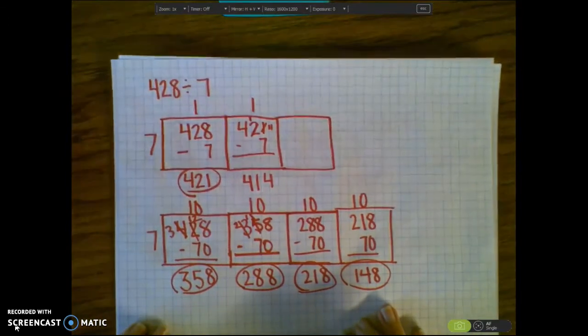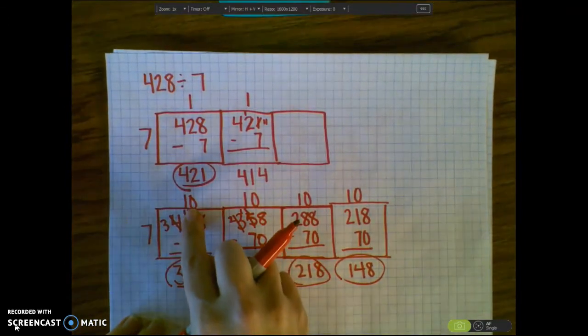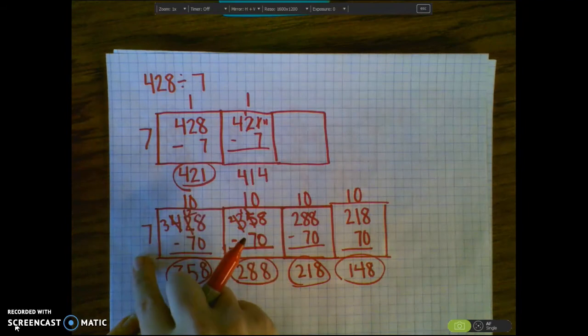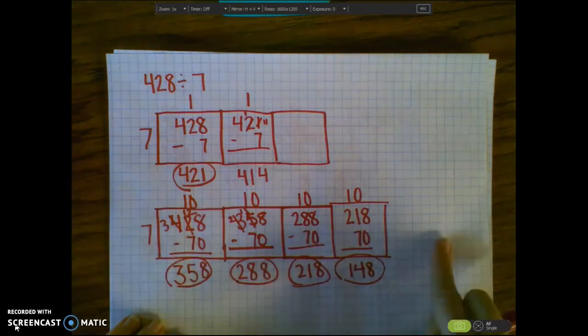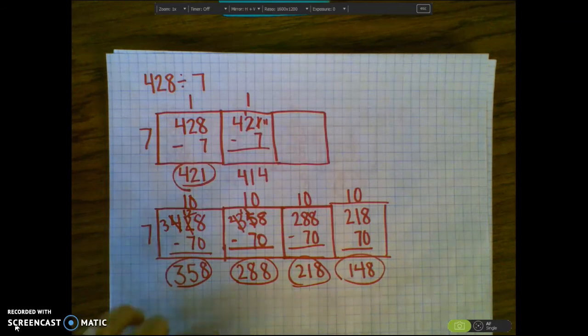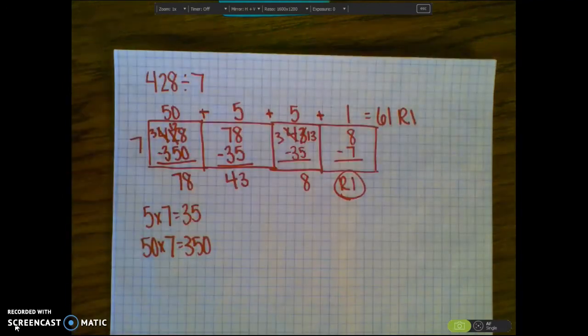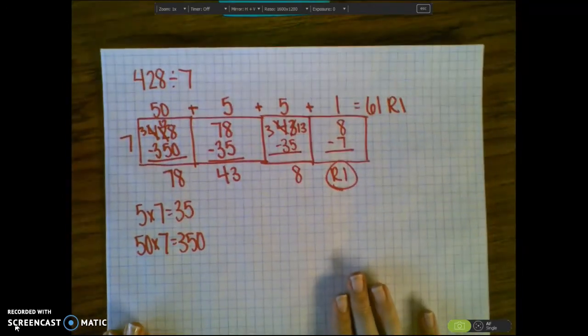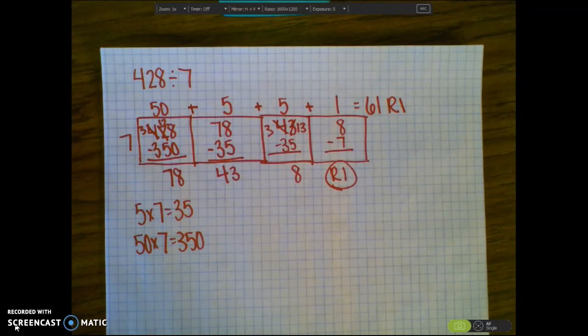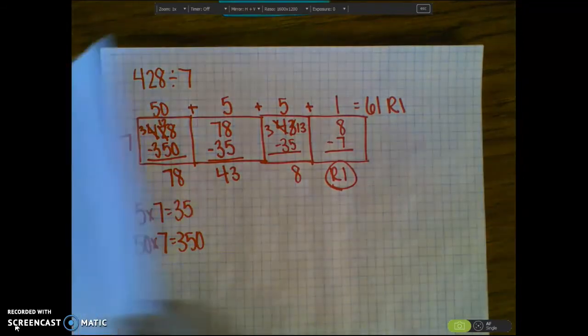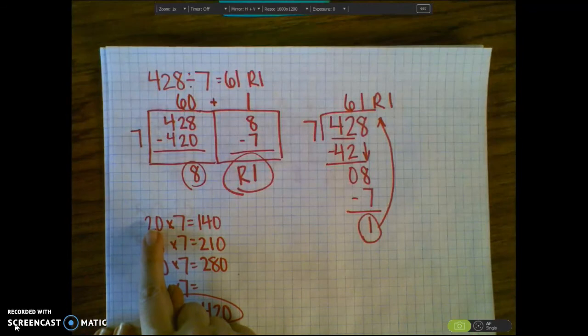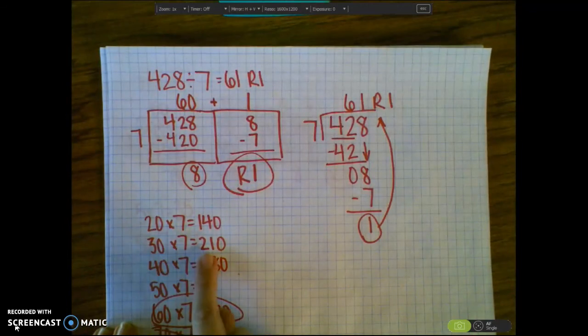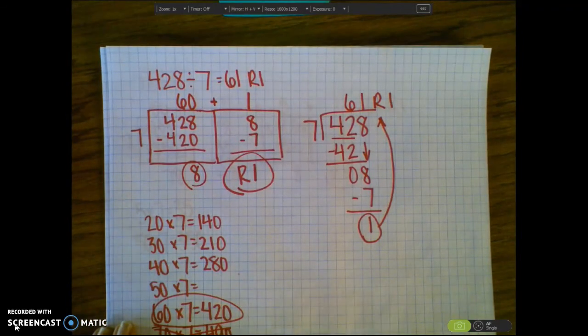And if we had continued going, students would have gotten to the correct answer by using tens. 10 times 7 is 70, and eventually we would have gotten the correct answer. It would have just taken a little bit more perseverance and a little bit more stamina. I really recommend students using facts that they're comfortable with, such as 5s, 4s, and 3s. And another good strategy, which I used before, is writing out 20 times 7, 30 times 7, 40 times 7.